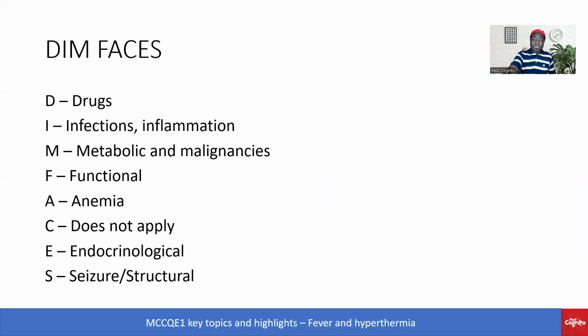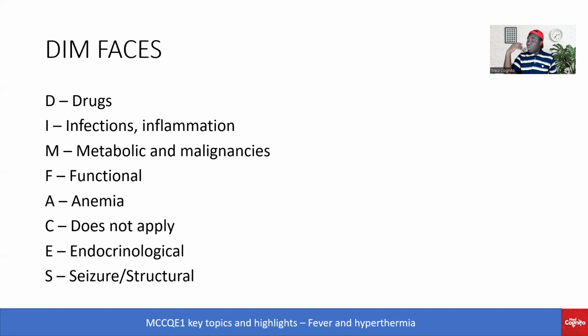DIM phases. So the D stands for drugs, the I stands for infections and inflammation, the M stands for metabolic causes and malignancies, F is functional causes, A is anemia. Usually C does not apply, so when you get to C, you can cancel that. E is usually endocrinological causes, and S is seizure and structural. So you can apply this in various situations.